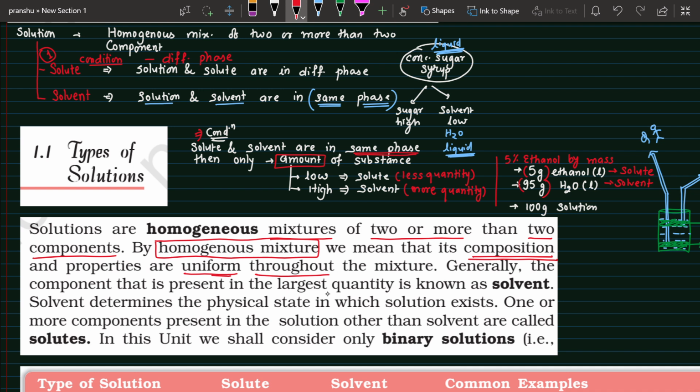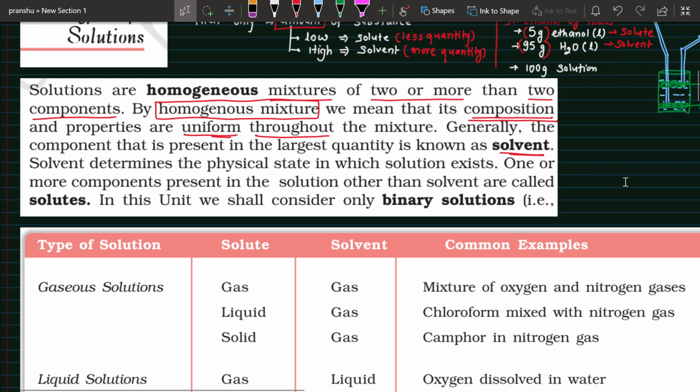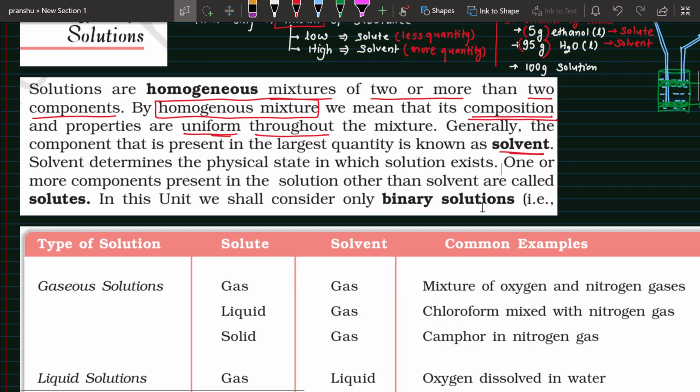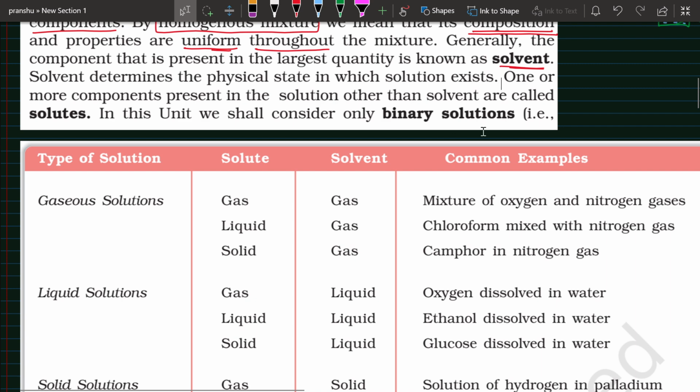The component present in large quantity is called the solvent, but this condition applies only when both are in the same phase. If they are in different phases, then we have to use phase difference, meaning solution and solvent are in the same phase. So in our syllabus we have binary solutions. A binary solution has two components: one is the solute and the second is the solvent.